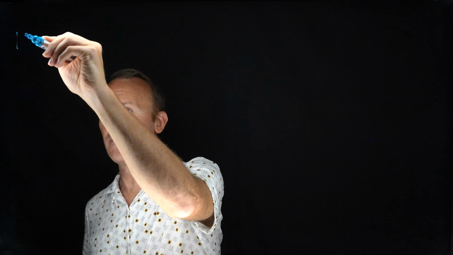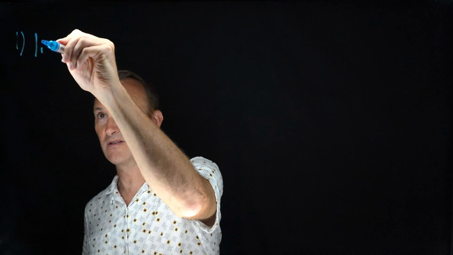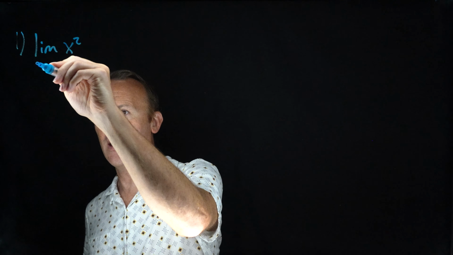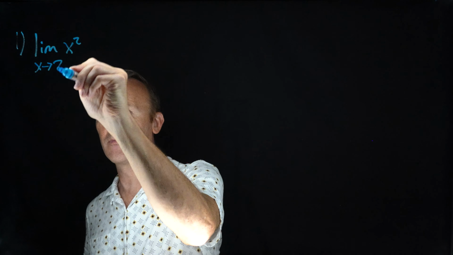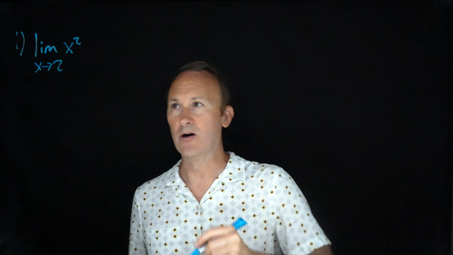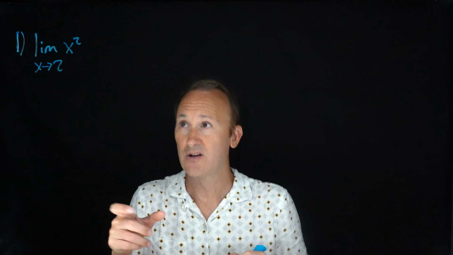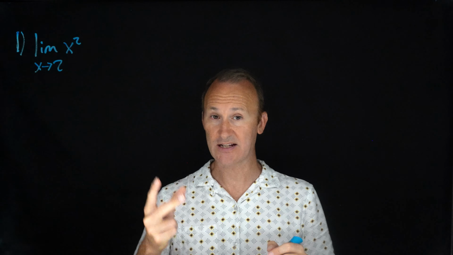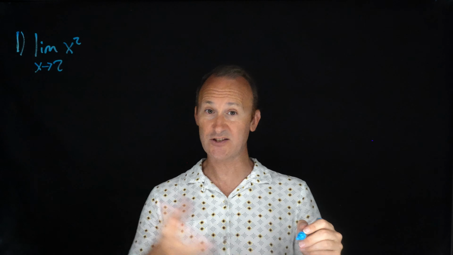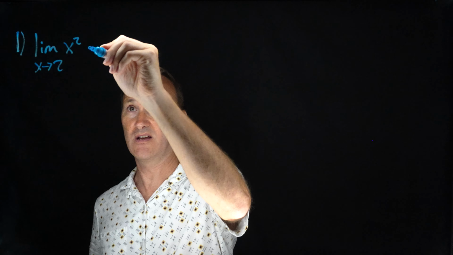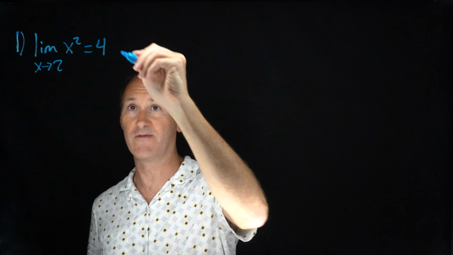Let's explore the concept of limits through some examples. So starting with number 1, what is the limit of x squared as x approaches 2? Well, we've got to think about what happens to the function x squared as x gets closer and closer to 2. What does x squared get closer and closer to? Well, it's a nice smooth and continuous function. It gets closer and closer to the value of 4.